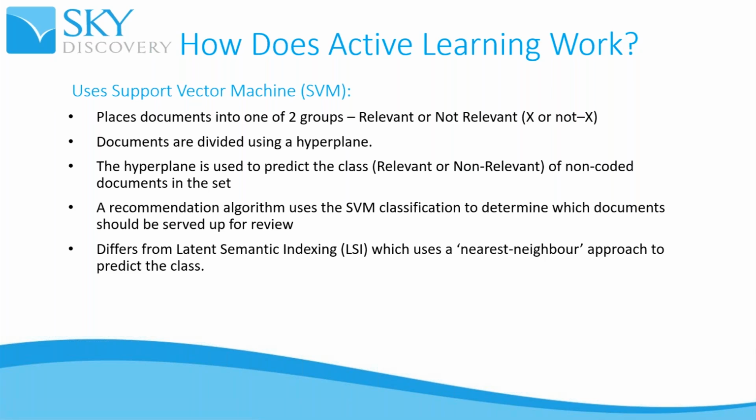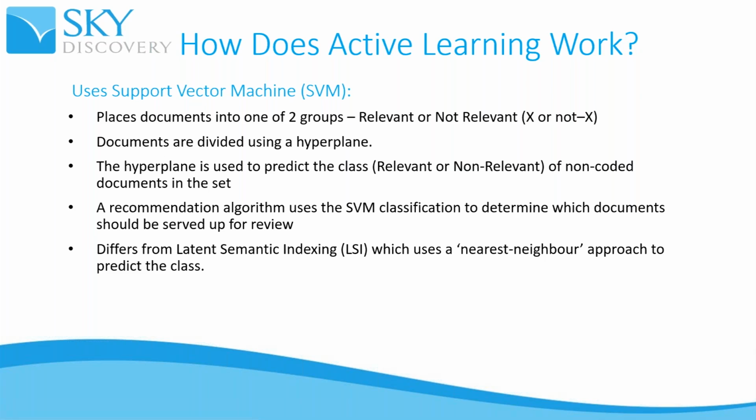What the Active Learning project is aiming to do is determine where to position this hyperplane between the two sets of documents, to know what category any uncoded documents lie in, what side of the line they're on. We'll look at some diagrams of that in a second. Once this hyperplane has been positioned, it is used to predict the class, relevant or non-relevant, of any non-coded documents in the set.